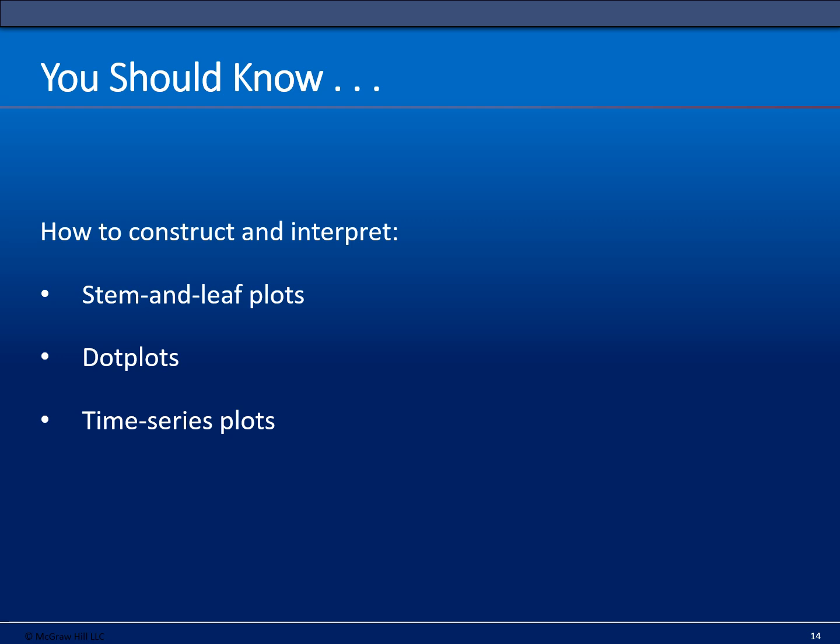So this was a really short chapter. We were just looking at 3 different types of plots: stem and leaf, dot plots, and time series plots.